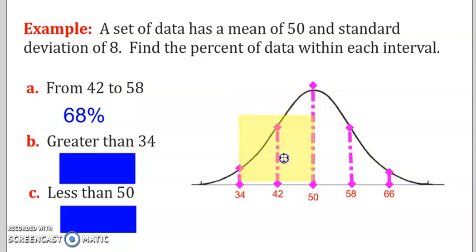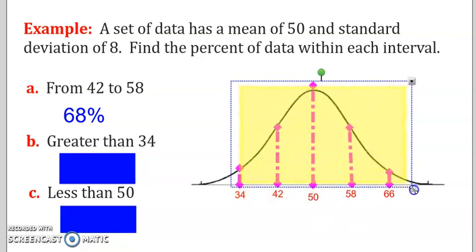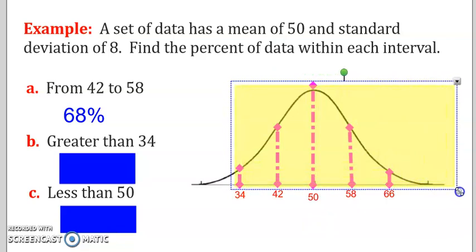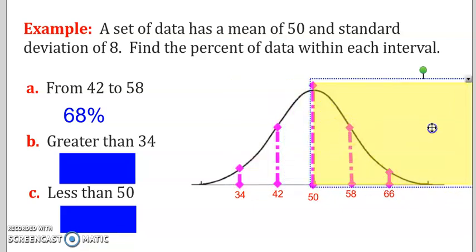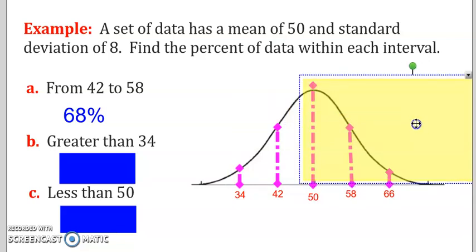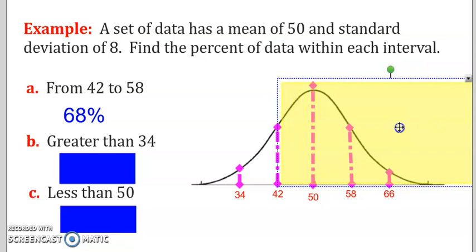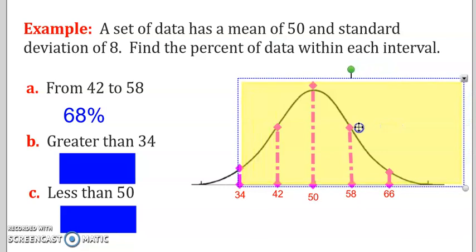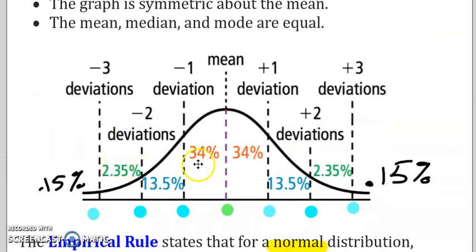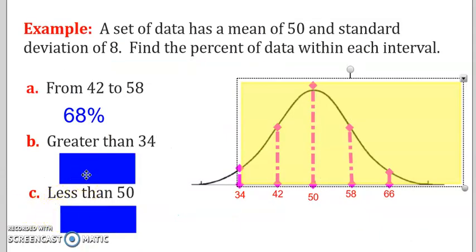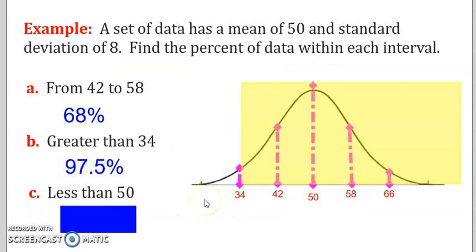Next, it says, what about greater than 34? Greater than 34. So that would be, let's see if I can, there we go. Well, that would be everything from 34 onward. First off, I know that this chunk here is just 50%, right? And then this was another 34%. So now I'm at 50 plus 34, that's 84. And then I would tack on another 13.5% because remember, following the empirical rule, these percentages will never change. That puts me at 97.5% overall.